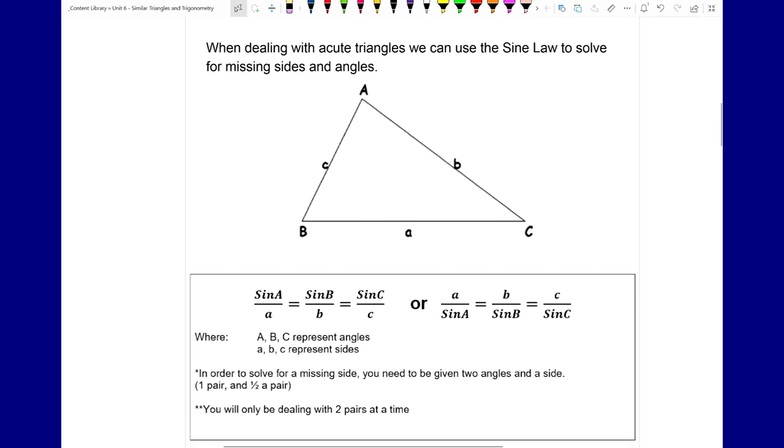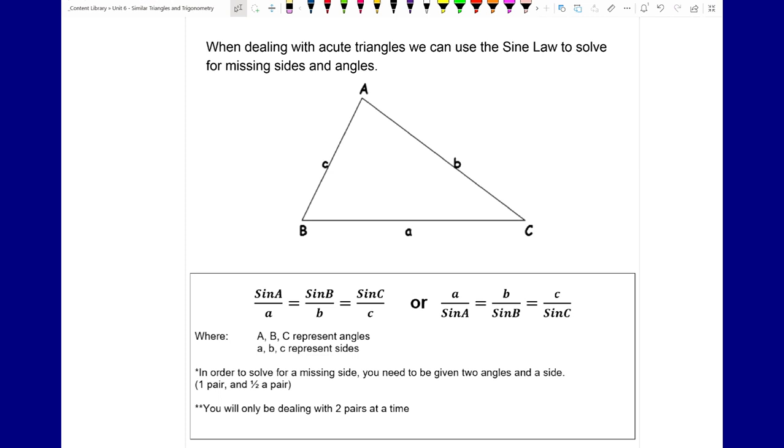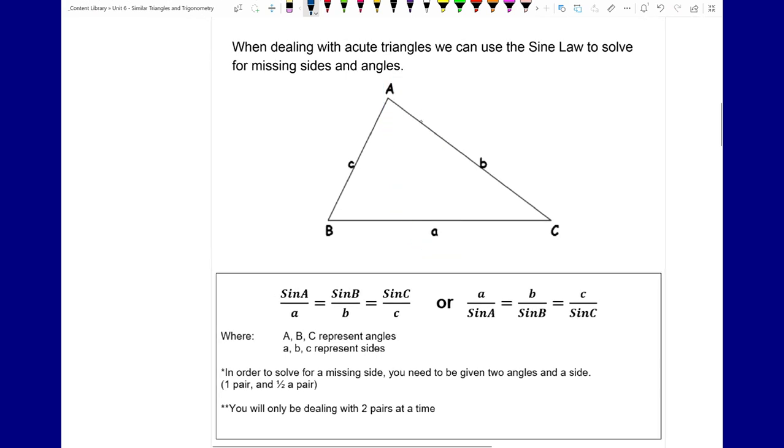So again, as a reminder, when we're dealing with acute triangles, or triangles that do not have a right angle and have all angles under 90 degrees, we can use what's called the sine law to find missing sides and angles. Again, it's the same formula as before, and it's all ratios between the sine of an angle and its corresponding side. So we have all of these pairs of sides and angles.